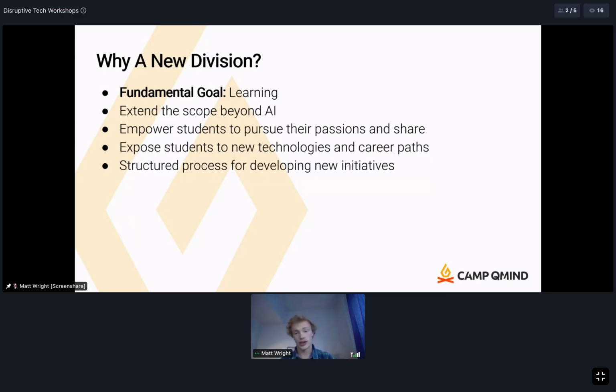In doing so, it acts as an innovation pipeline for QMind to constantly be trying new things and constantly improving. And really, the fundamental goal is learning. I think that's true for all of QMind, but especially this division. We want to learn some cool stuff. We want to learn about new technologies, new fields, new opportunities, and that's what we're here to do.